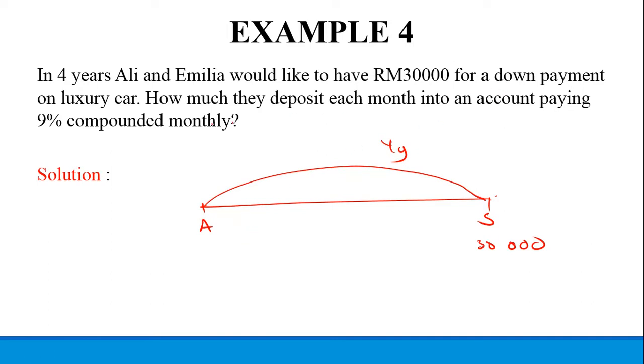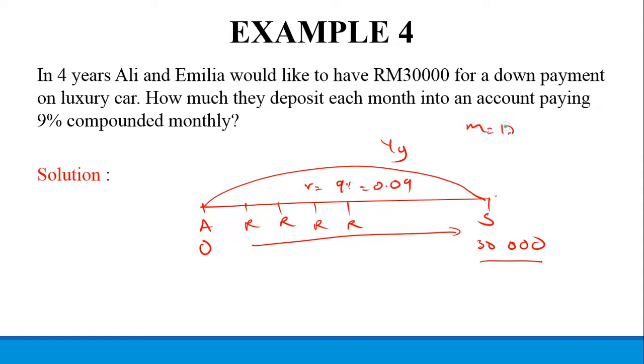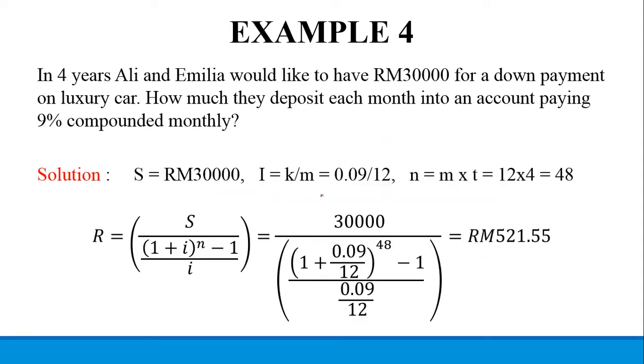For a down payment on a luxury car, how much should they deposit each month into an account paying 9% compounded monthly? R equal to 9%, which is 0.09. They want to know how much the R is. This is 0. You want to find how much the R is, for you to get 30,000 at the end of 4 years. And monthly, M equal to 12. This is what I do: 30,000, 0.09 divided by 12. 12 multiplied by 4 years, which is 48.